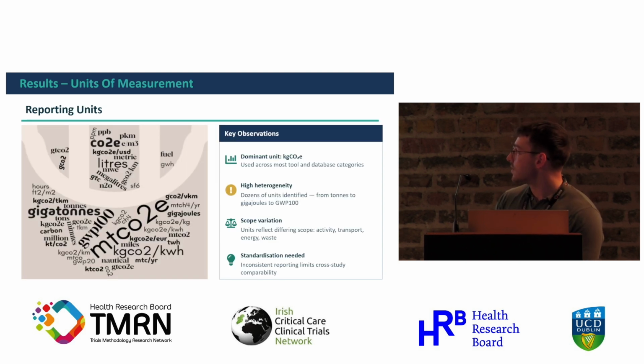In terms of the reporting units then, you can see on the left a word cloud. There was a lot of high heterogeneity in terms of what units people used to report those emissions, but the main dominant unit was kilograms of carbon dioxide equivalent. So it's really important to have a standard reporting unit so that we can cross-compare those studies.